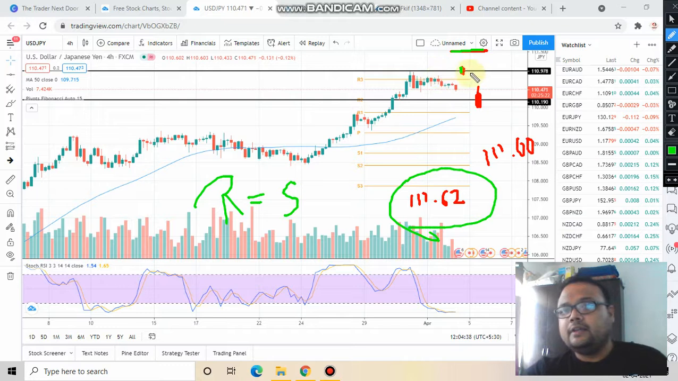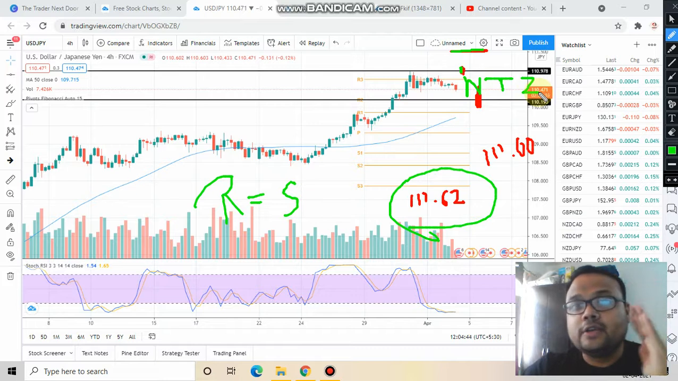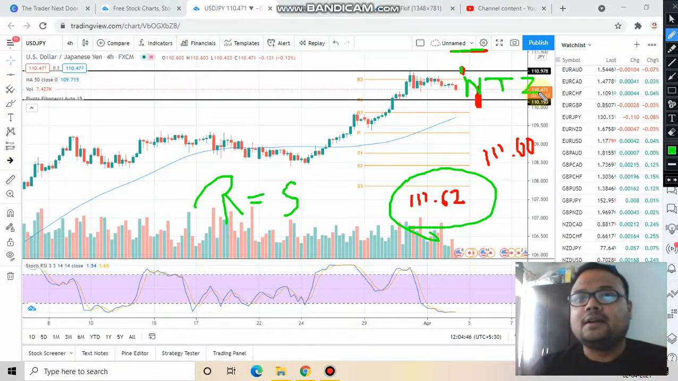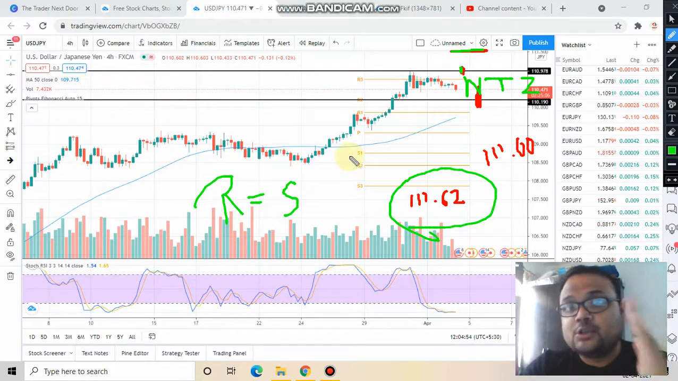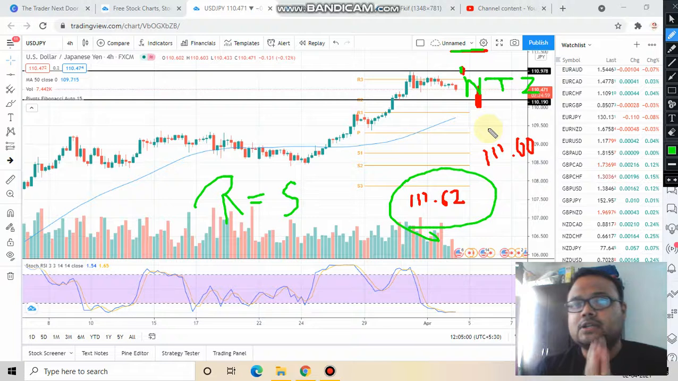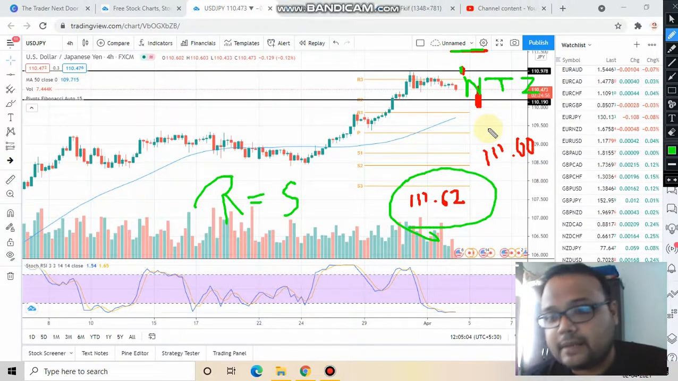On the other hand, if market is in this range, then as I already have told you, this is your no trading zone. You do not need to risk your capital in a range bound market. When market is flat, there is no volatility, you do not need to trade. This is your hard earned money. It is your duty to protect your capital. Okay, so this is it. Hopefully you have understood the analysis and strategy that you need to follow for US dollar Japanese yen.